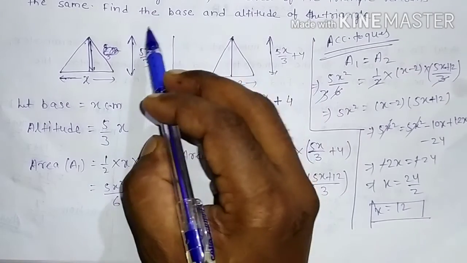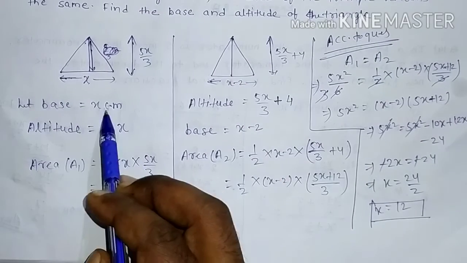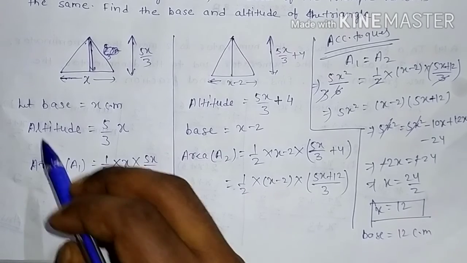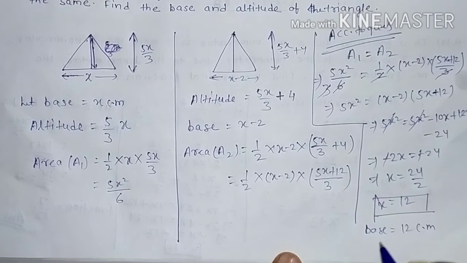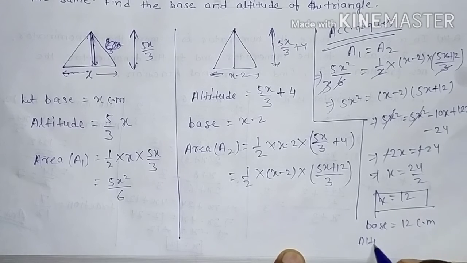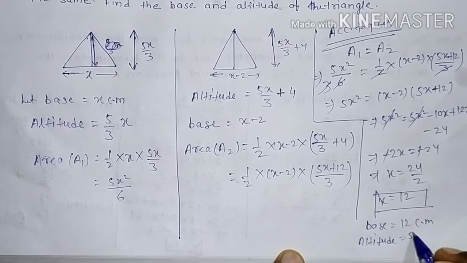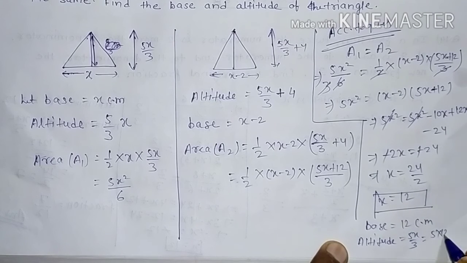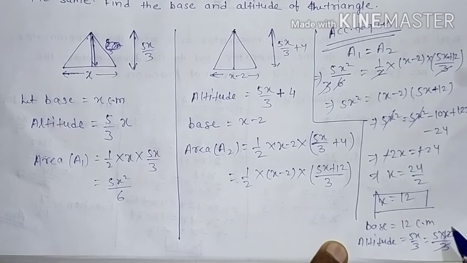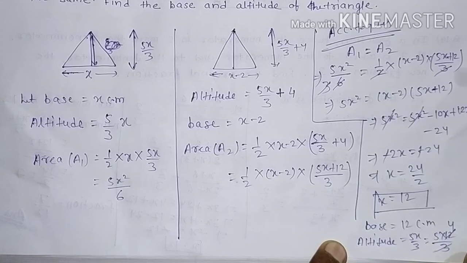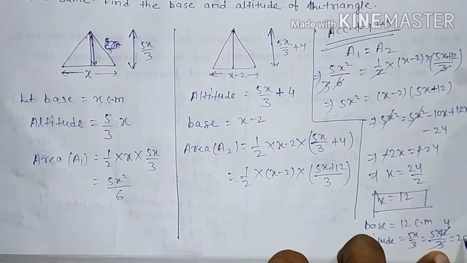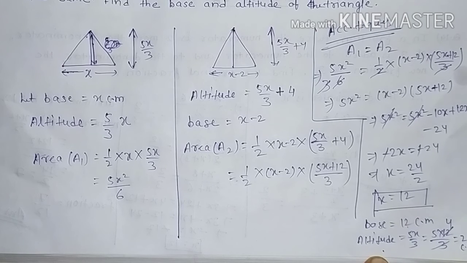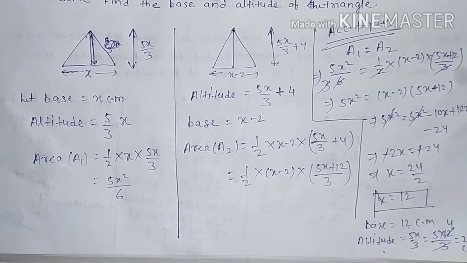And here we have to find the base and altitude of the triangle. So the base is x centimeter. So here we can write base equals x, that is 12 centimeter. And the altitude is 5 by 3x. So the altitude equals 5x from 3. Just put the value of x, that is 12. So 5 into 12 by 3. 3 and 12 cancel out. 3 4s are 12, and 4 5s are 20. So this equals 20 centimeter. Now the base is 12 centimeter and the altitude is 20 centimeter. Now this is very simple. Now the next question.